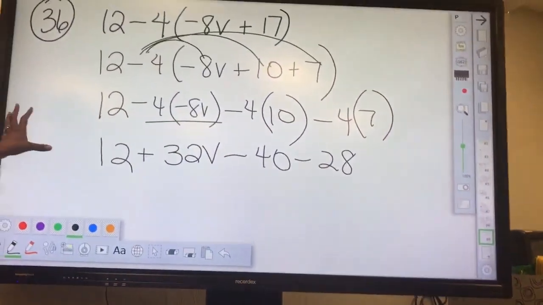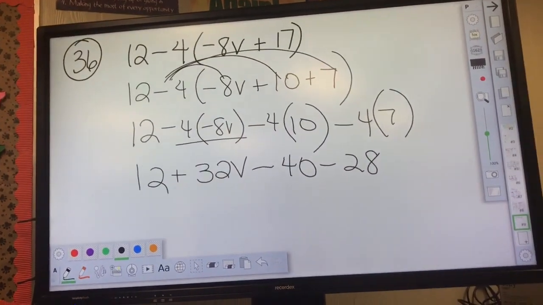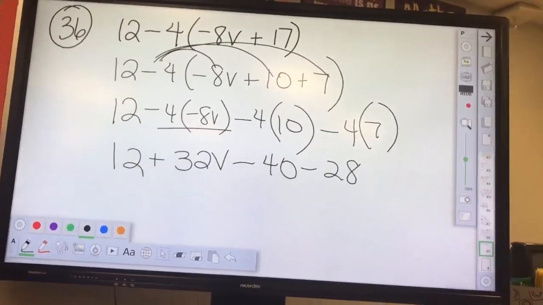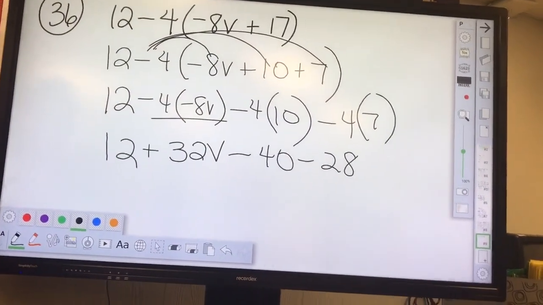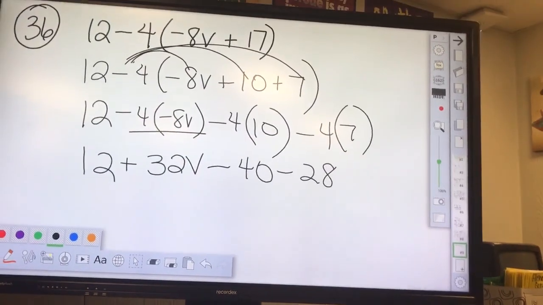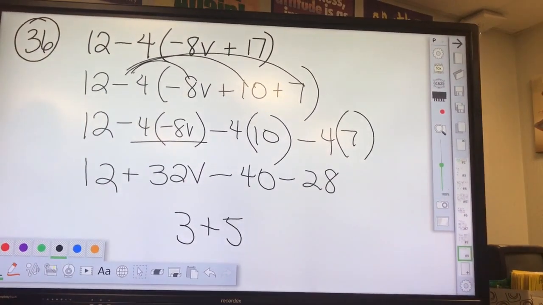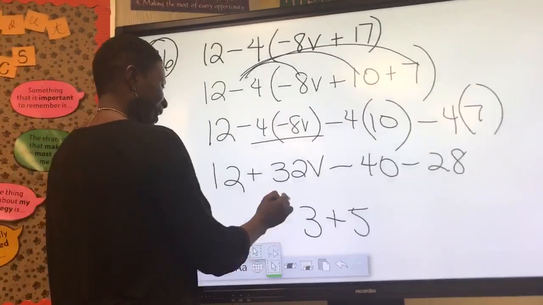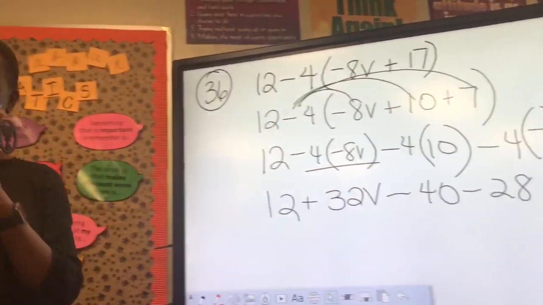So, do we have any like terms? Anything we can put together? You can't put 12 with 40 with 28 because you don't have a variable. But they're still like terms because they're both numbers. If I gave you a 3 and a 5, could you put them together? Yes. They don't need to have variables. Can they be simplified? Yes. Can they be combined? Yes.